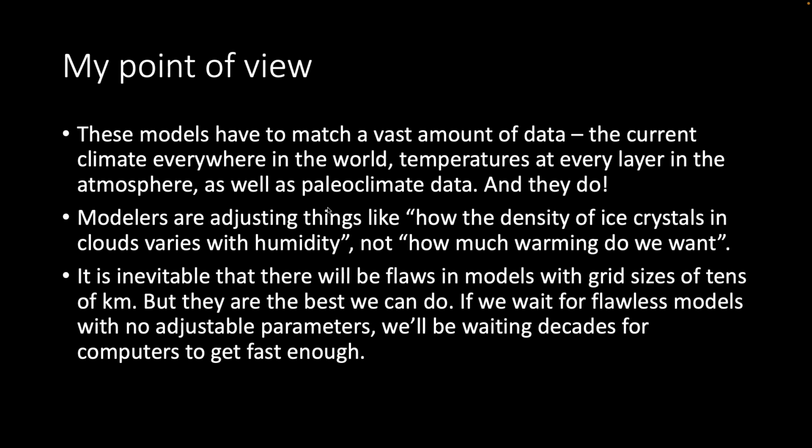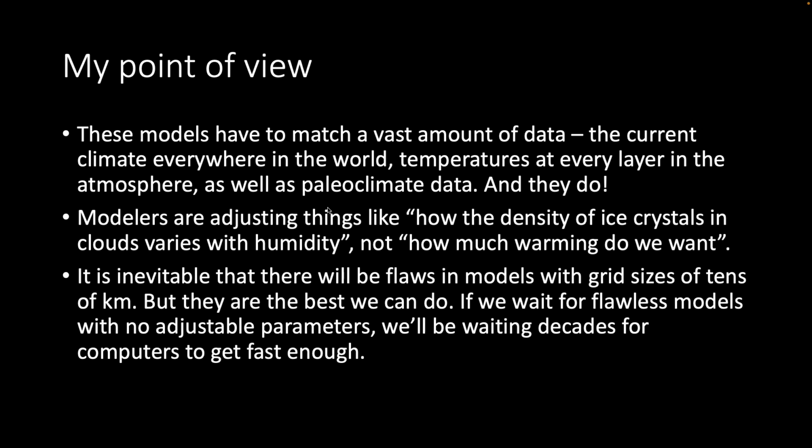And all that happens is you put in the physics and the biology and the chemistry in one cube and then just run it through a supercomputer for lots of cubes all over the Earth. And the fact that that can then explain the current atmosphere at every level and all over the world is pretty amazing. And that it can explain paleoclimate data as well is also very amazing. The modelers are adjusting things like how the density of ice crystals in clouds varies with humidity, not how much warming do we want. How much warming they want just comes out as a net result. So it's not easy, even if people wanted to fudge their data to get a particular result.